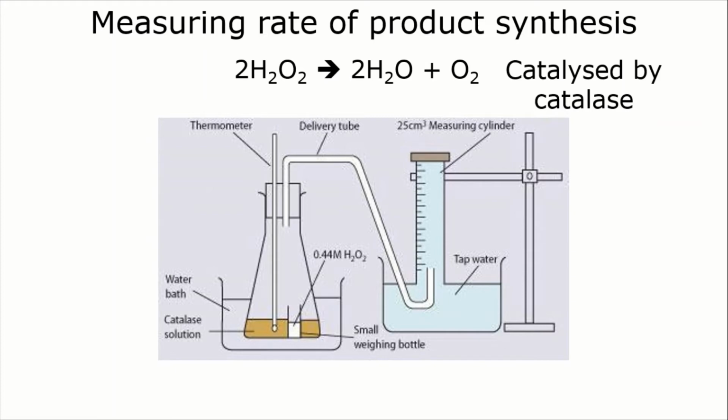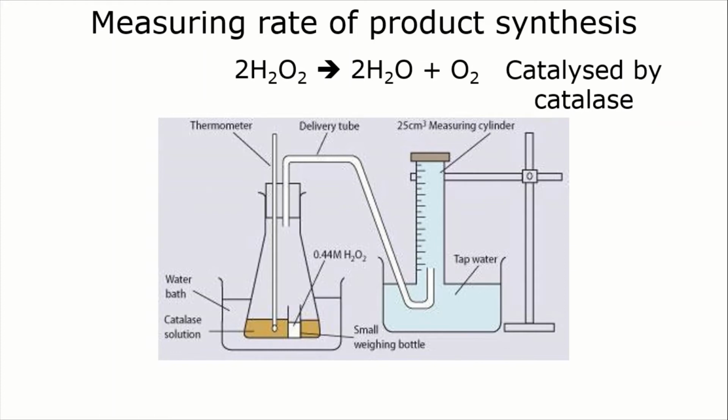Now, oxygen being a gas will expand to fill its environment, so it will go down this delivery tube. And if we look to the other side of the delivery tube, we can see that we've got a vessel containing water, we've got an inverted measuring cylinder which is also containing water. And what will happen is, as oxygen is produced, it will travel down the delivery tube and it will displace the water that is found in the measuring cylinder.